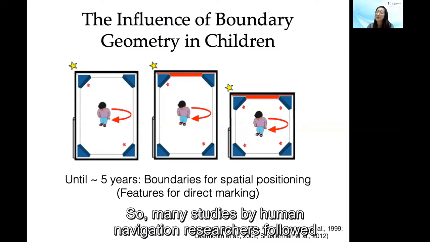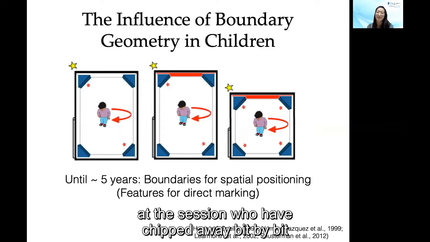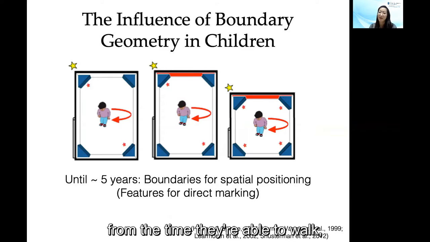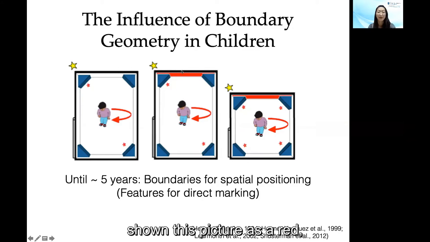So many studies by human navigation researchers followed in the footsteps of the animal work. A lot of work was done by the speakers at this session, who have chipped away bit by bit at the question of whether humans also have similar biases in our spatial memory and navigation. It seems that children, from the time they're able to walk up to about age 5 or 6, make frequent errors based on the geometry of the room, often failing to take into consideration other potentially useful cues, such as a brightly colored red wall, for instance.